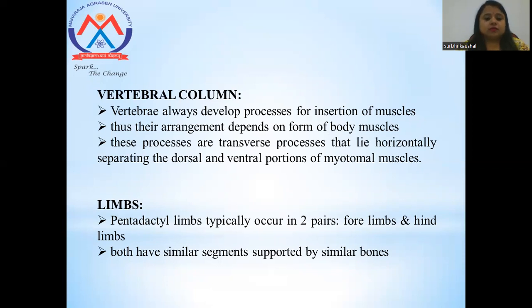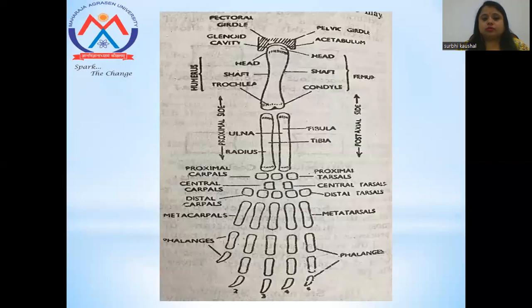Next are the limbs. Pentadactyl limbs typically occur in two pairs, that are the forelimbs and hind limbs. Both have similar segments supported by similar bones. This picture shows the bones of both the forelimbs and the hind limbs. As you see, in case of hind limb, the upper bone, that is the thigh bone, is known as femur. And in case of arm, that is the forelimb, it is known as humerus.